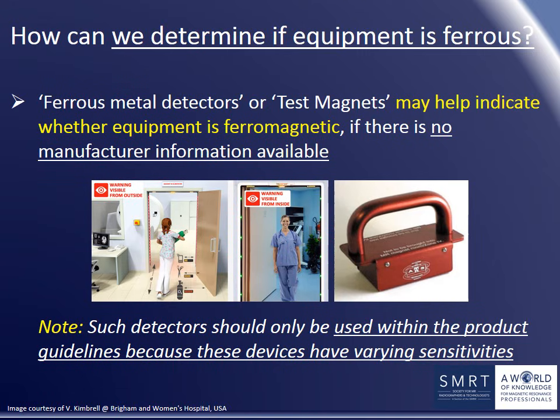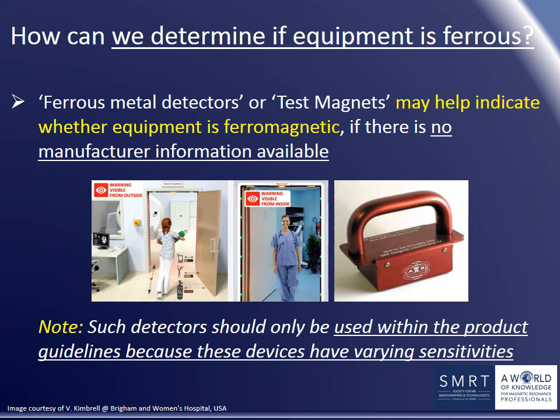What could we do if there is no manufacturer information available? How can we determine if equipment is ferromagnetic? Ferrous metal detectors or test magnets can help. Such detectors should only be used within the product guidelines because they have varying sensitivities.